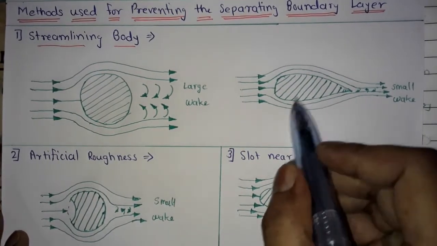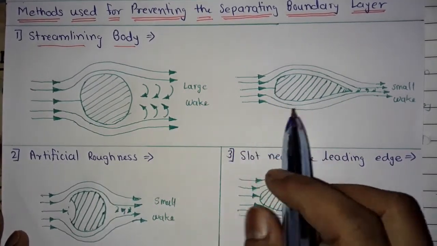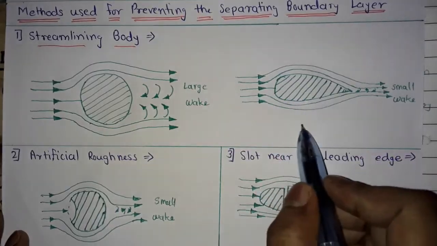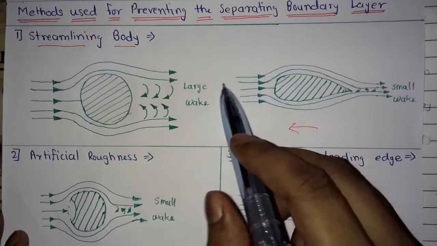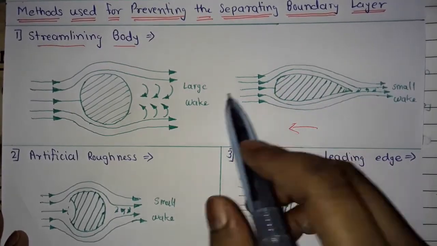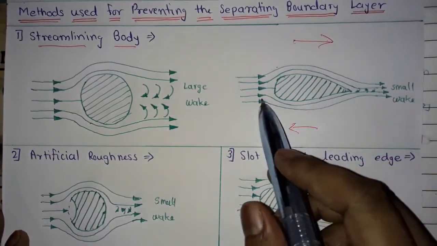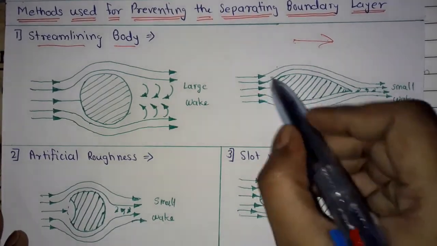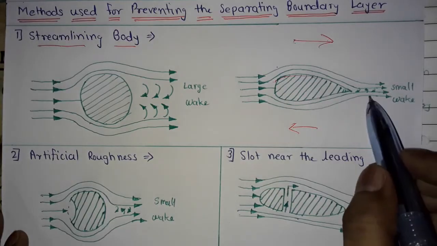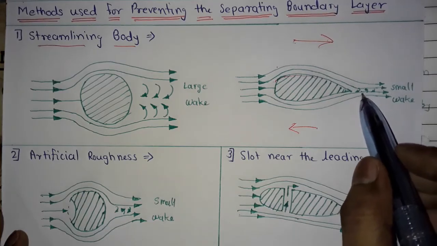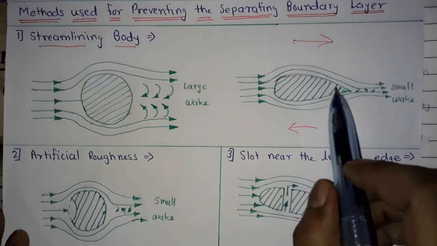To understand this, friends, this is an aerofoil, which is a streamlined body. This aerofoil moves in this direction. Because of the flow of the fluid, or air in this case, in the rightward direction, and because of the streamlined shape of this aerofoil, there is a small wake formation at the end of the aerofoil.